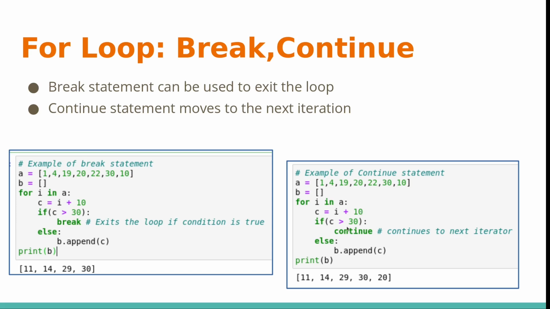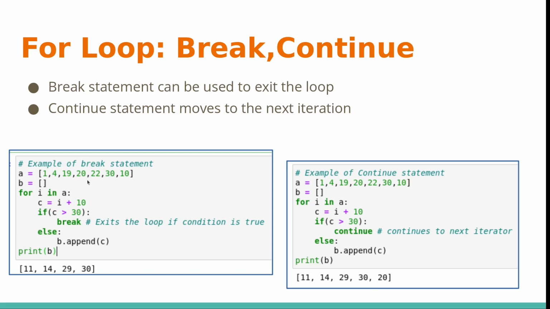30 plus 10 is 40. So clearly 40 is greater than 30. So the continue statement kicks in and goes back and then pulls 10. 10 plus 10 is 20. So clearly if is not valid for this 10. So it appends that 20.